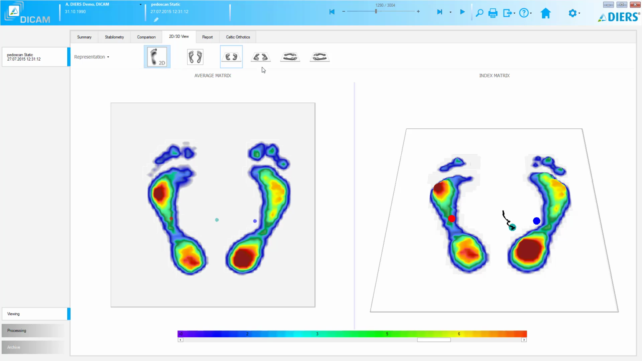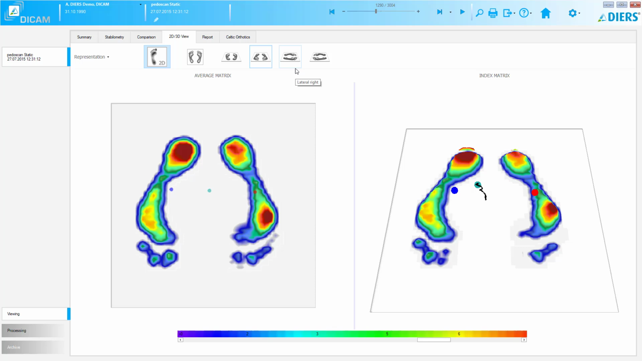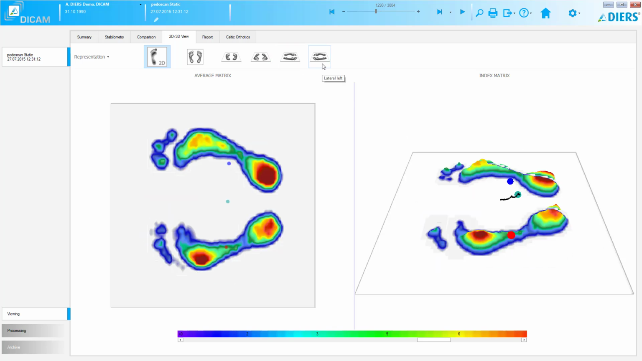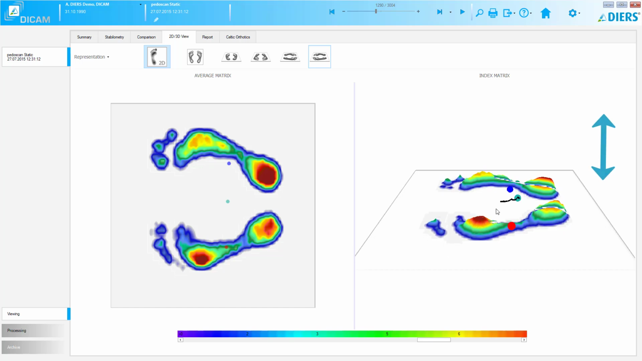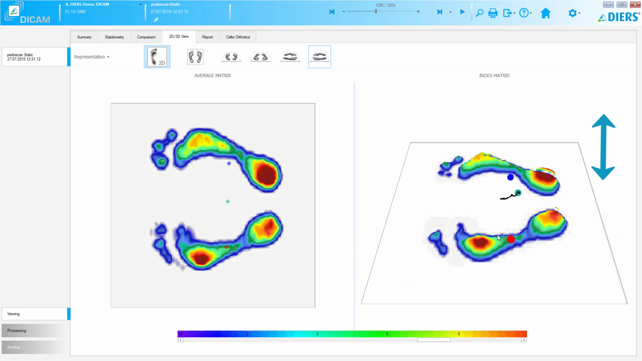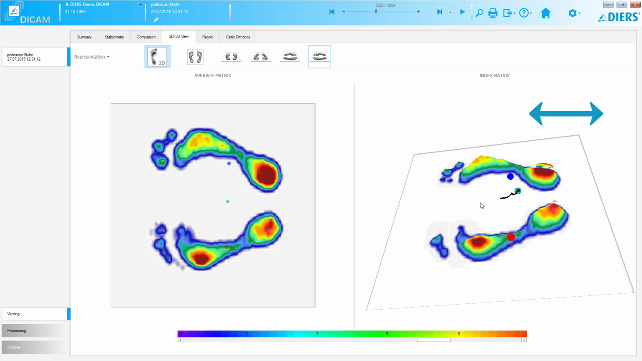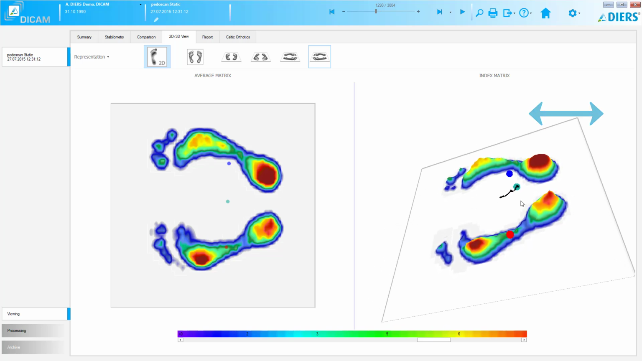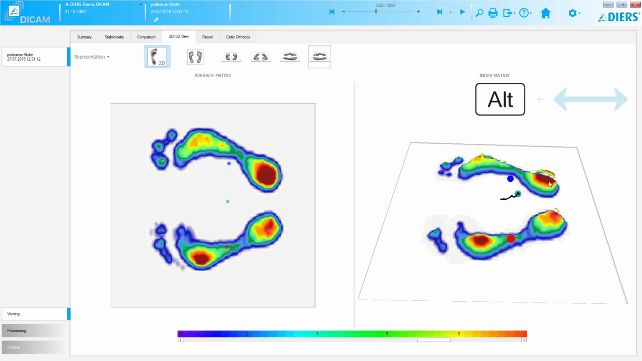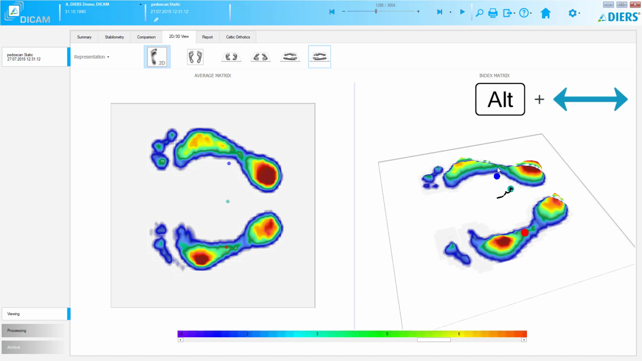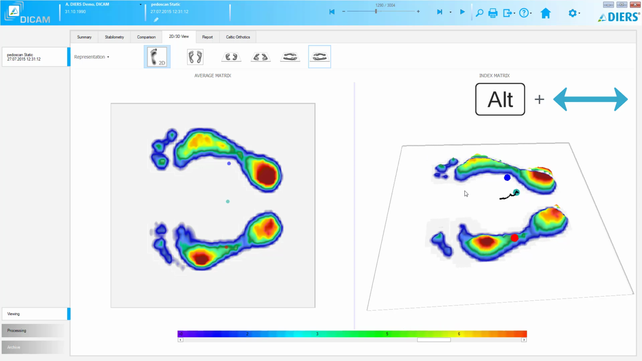To the right, you can set the data to your preferred standard view. But you can also select an individual view by moving the mouse pointer into the index matrix and keeping the left mouse button pressed. Drag the mouse up or down. The pressure image rotates vertically around the horizontal axis. If you drag the mouse sideways, the image rotates around the vertical axis. And if you hold down the Alt key and drag the mouse sideways, the image rotates around the center axis.